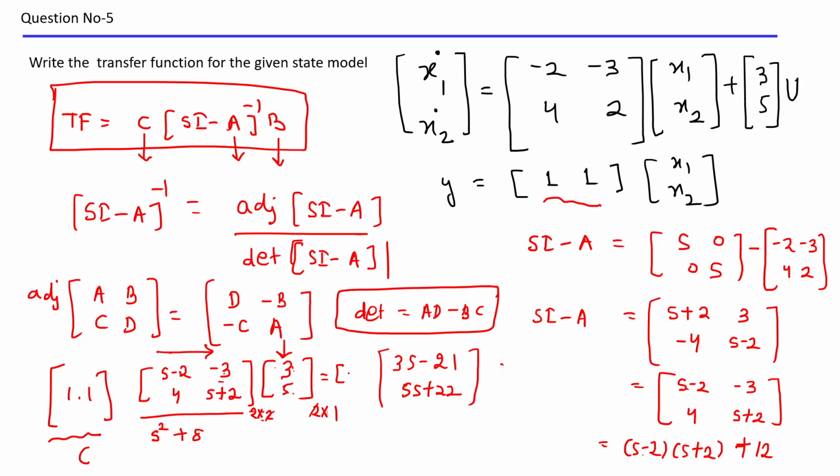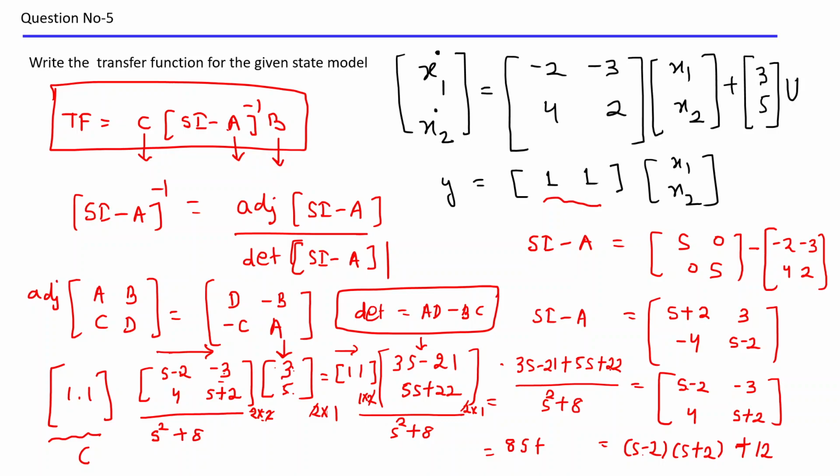Now you have to multiply with 1 and 1 here, and then divide it by S square plus 8. Now simplify this. This is a 1 cross 2 matrix and this is a 2 cross 1 matrix, so the product should be 1 cross 1, by simple matrix multiplication. So it will be 3S minus 21 plus 5S plus 22, divided by S square plus 8. So what is the final answer? 3S plus 5S is 8S, and minus 21 plus 22 is 1, divided by S square plus 8.